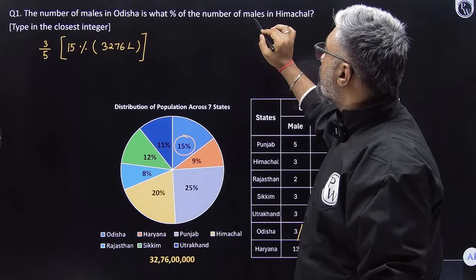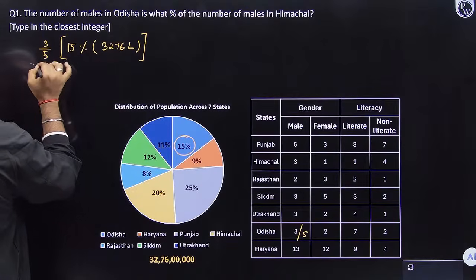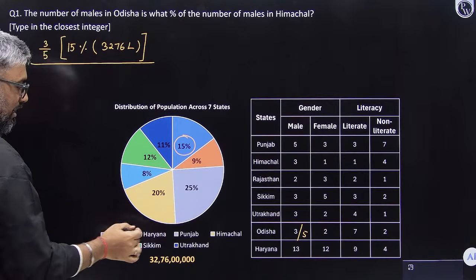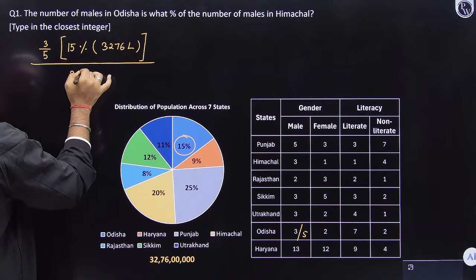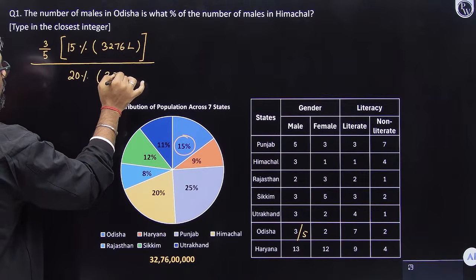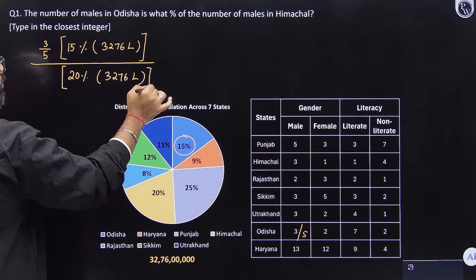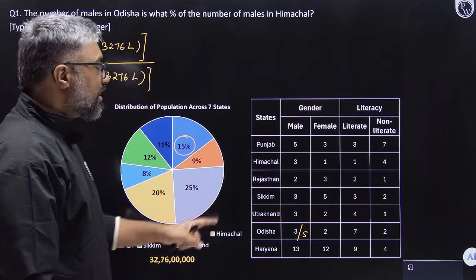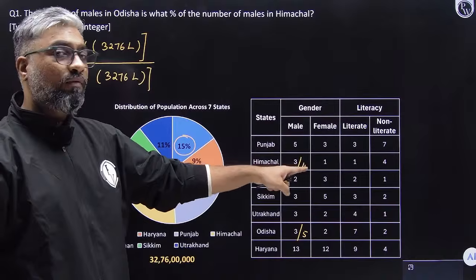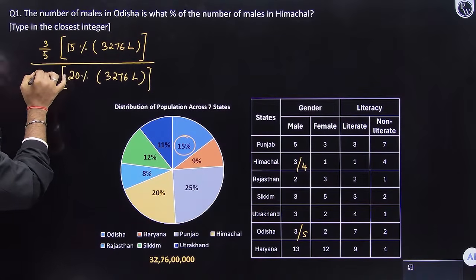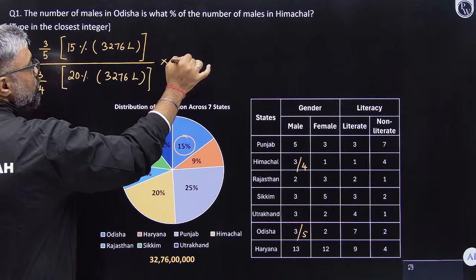Next, they are saying number of males in Himachal. So same process I have to do again. In Himachal, where is Himachal? Here is yellow, which is 20%. So same 20% of this 3276 lakhs. I need what now? Males in Himachal. Himachal, what is male ratio? 3:4, correct? 3 out of 4. Total 4, out of that 3 parts.